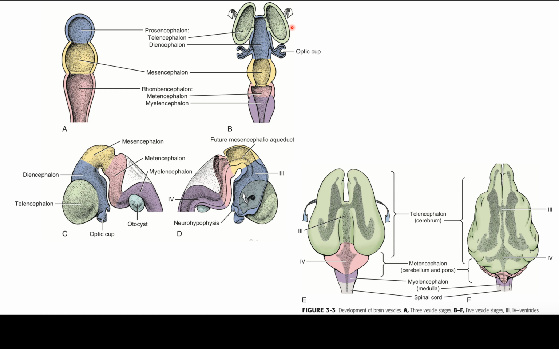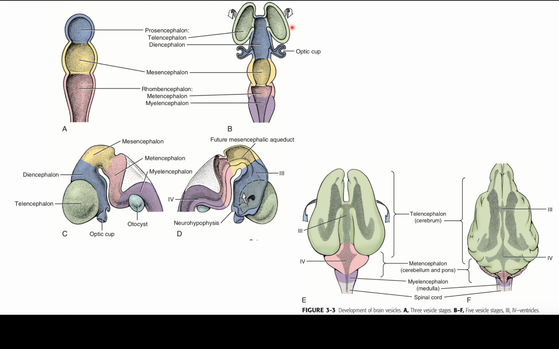The nuclei of the thalamus and hypothalamus develop in the diencephalon. The neurohypophysis is a ventral outgrowth of the diencephalon. The cerebral cortex and majority of basal nuclei develop in the telencephalon. The neural canal of the mesencephalon is reduced to a narrow tubular space called the mesencephalic aqueduct.